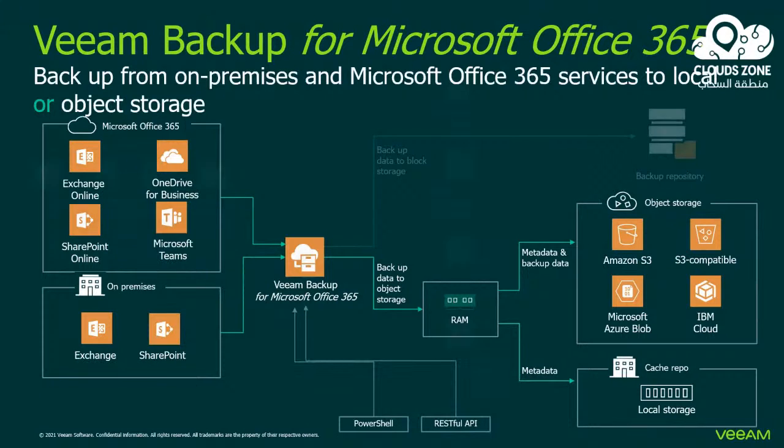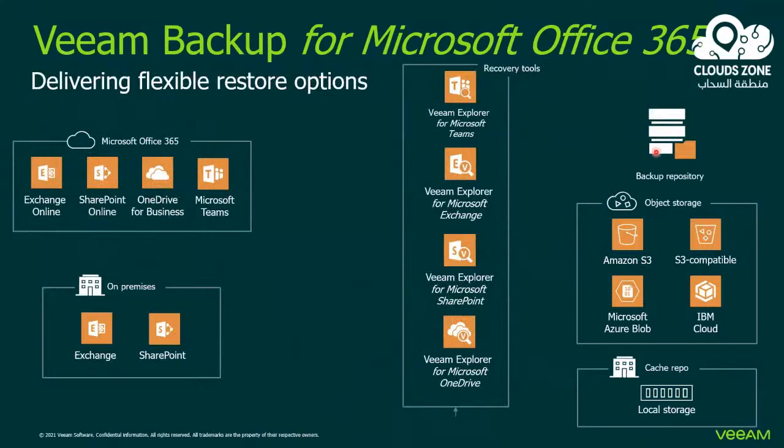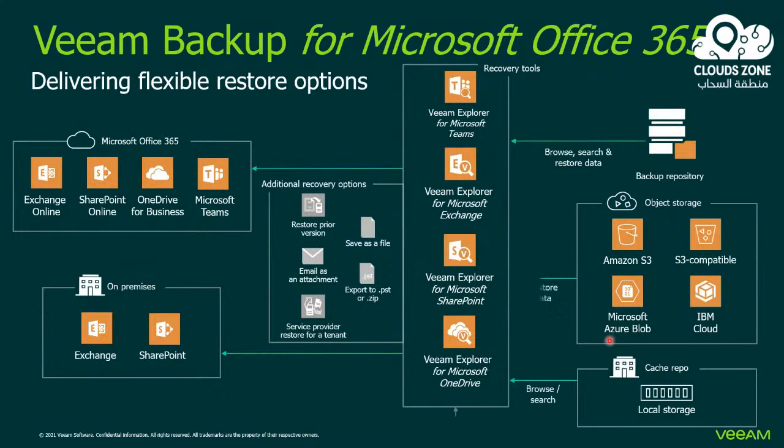And when it comes to restore, we can restore from the on-prem storage or from the object or cloud storage directly to Office 365 or to on-prem. We can also migrate, so a backup that has been taken from Office 365 can be restored directly to on-prem, and vice versa. And we can use our Explorer to explore your backup file before you restore it to production, and that will help you do this process easily.